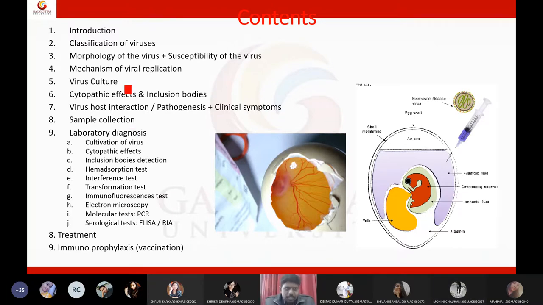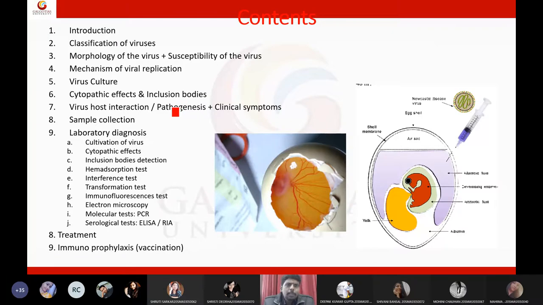Then viral culture. Usually we need to grow this virus. For growing these viruses, we need to use either living animals or cells or tissues. That is called viral culture. After growing the virus in the animal or in the cell line, we need to detect the virus. To detect the virus, we go with two traditional approaches: either by detecting its cytopathic effects or by detecting its inclusion bodies. Inclusion bodies are the type of inclusion bodies the corresponding virus shows. For example, in the case of rabies, you will see Negri bodies. Cellular clumping is the cytopathic effect and Negri bodies are the inclusion bodies of rabies.